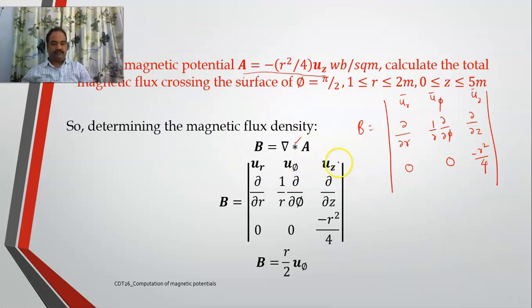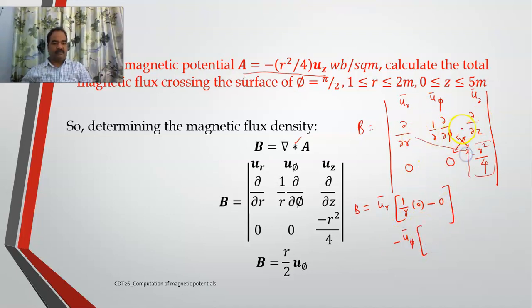So first of all, B is equal to, I'll take it as the curl, U R bar cross multiplication, right? So this is 1 by R. If I differentiate it with respect to phi, there is no phi component here, so I'll get 0 minus this one, I'll get 0, right? And this is minus U phi.